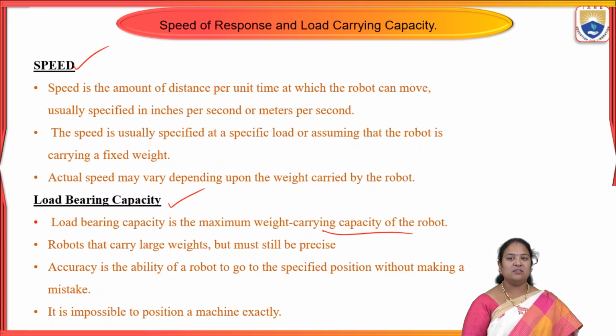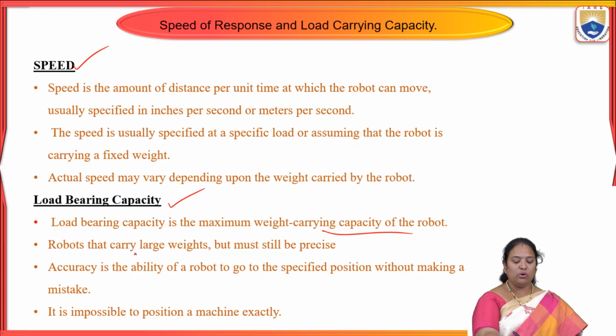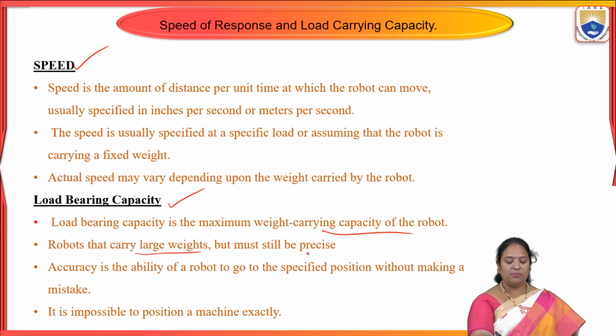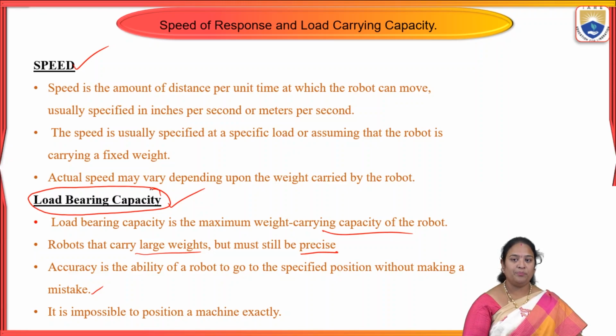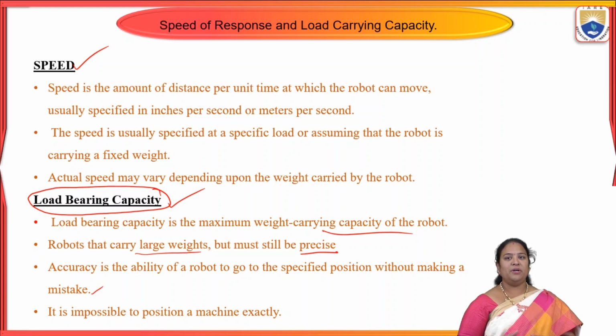Robots that carry larger weights must still be precise. Though the robot is carrying larger weights, it should still be very precise. Accuracy is the ability of a robot to go to the specified position without making any mistakes. Though the load is more, the robot should not commit any mistake. So the load bearing capacity should be known before the robot comes into action. And we also need to know at what speed the robot will be working. It should not be very fast, or very slow. It should be moderate. The speed is usually specified at a specific load, assuming the robot is carrying some particular fixed load. This is about the speed and load bearing capacity.